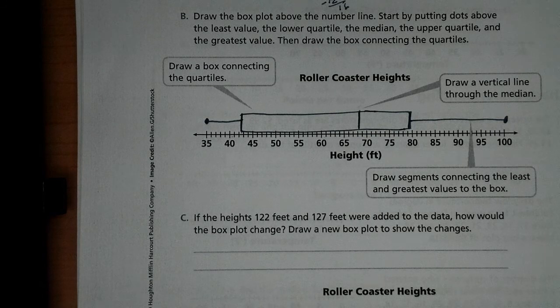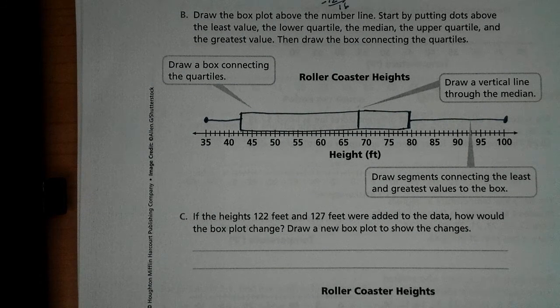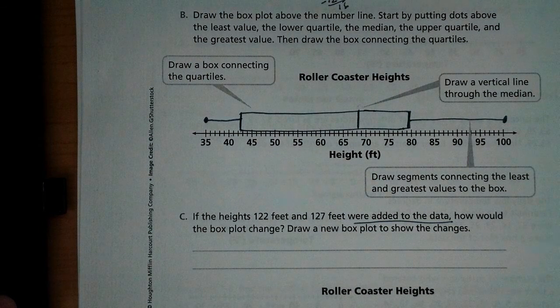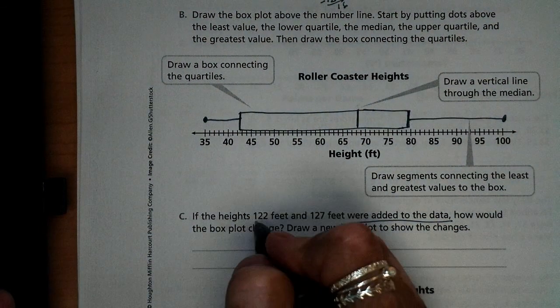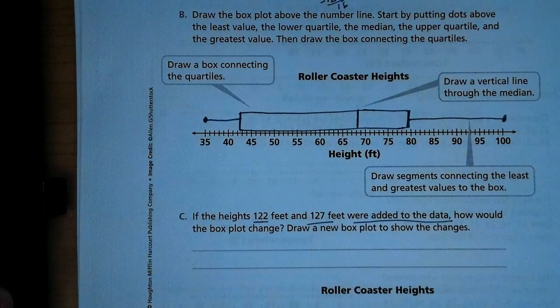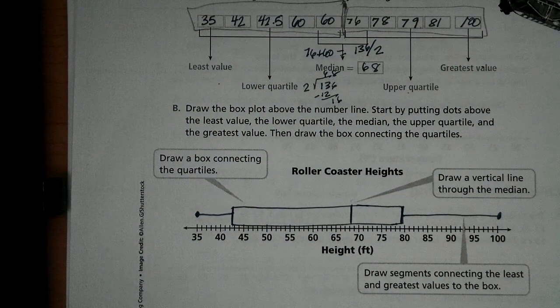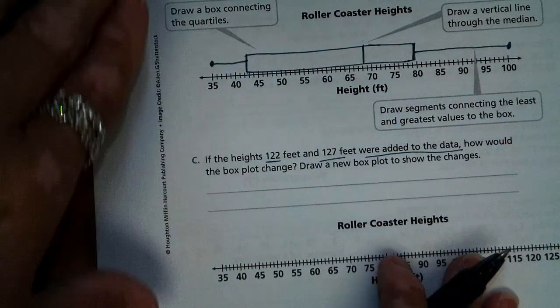All right, so what would I have? So you would add 127 to 122. No, that's not what it says. We don't add 122 to 127. It says we're adding the data points. Oh, if the heights 122 and 127 are added to the data, how does the box plot change? So I need to rewrite it, right?